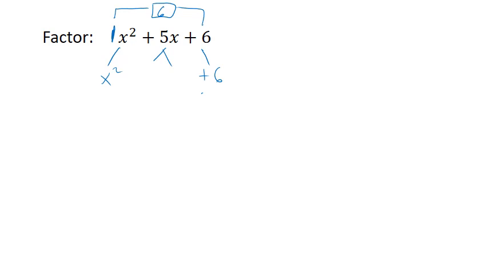This middle term, I need two numbers that are going to multiply to give me 6 and are going to add to give me 5. Those two numbers are 2 and 3, so I'm going to go 2x plus 3x. Now I'm just going to factor by grouping.